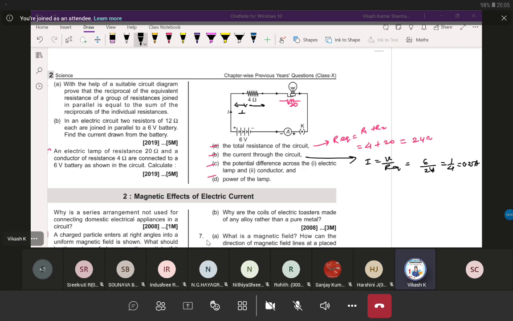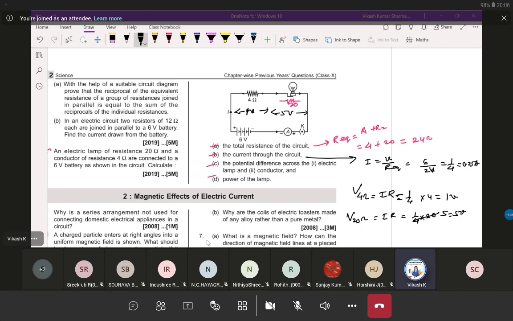Potential difference V equal to I into R. I am calculating the potential difference V across 4 ohm. So I into R. What is I? 1 by 4. And R equal to 4. So how much potential drop here? 1 volt. Now the potential drop across 20 ohm: I into R, 1 by 4 into 20, how much? 5 volt drop here.